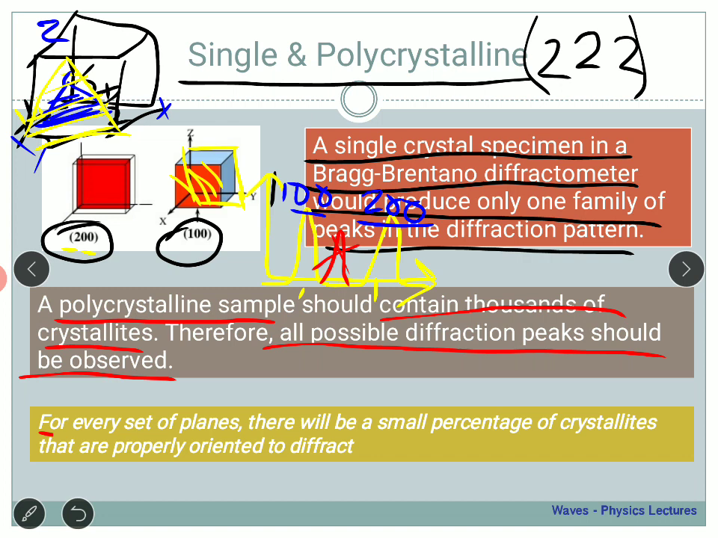Now you have to note this: for every set of planes there will be a small percentage of crystallites that are properly oriented to diffract. So if you have a certain designated number of planes, only then are you expecting to get a peak. If you have fewer planes in that particular direction, the peak might not be visible, it might be mixed with noise, or it might be very low in intensity. If the intensity is high, you can understand that a number of planes are aligned in that particular direction. I hope you understood the essence of this particular slide.